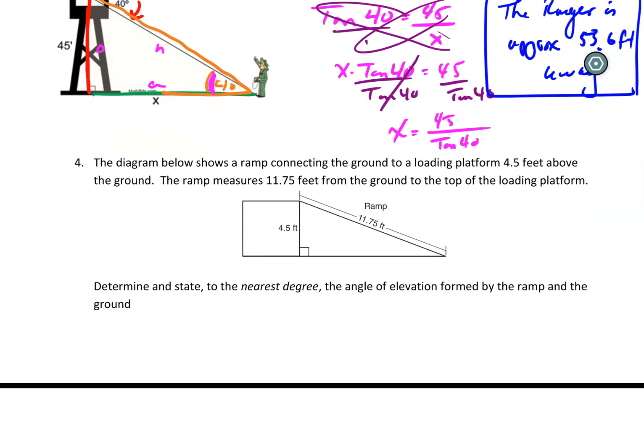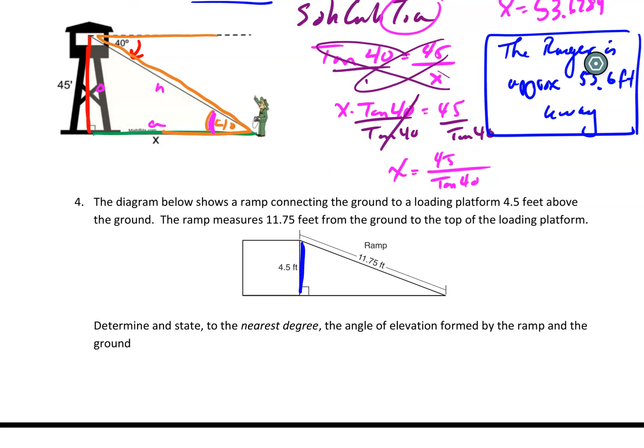All right, last but not least, here we've got a situation where we've got a ramp to some type of platform. It tells me that it's 4.5 feet from the ground, so that's this part here. All right, the ramp itself is 11.75 feet, which is this piece, from the ground to the top of there. So determine, to the nearest degree, the angle of elevation that the ramp has.